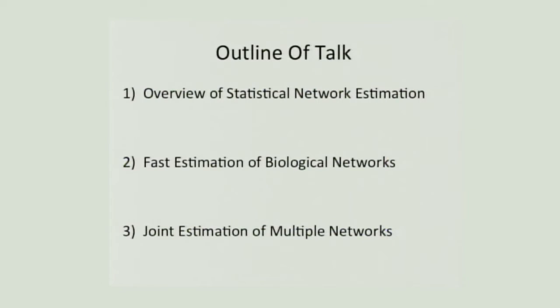So my talk has three parts. I'm going to start with an overview of what I mean by statistical network estimation. And then I'm going to talk about how we can use some of the statistical machine learning methods that I work on in order to understand biological networks, and in particular, recent work on how we can jointly estimate multiple networks in order to really understand the difference on a network level between, for instance, normal versus tumor tissue.